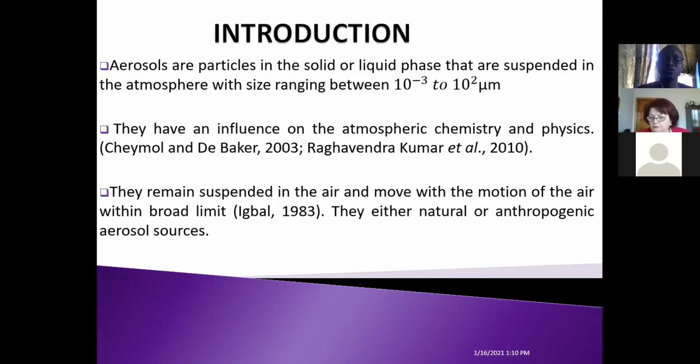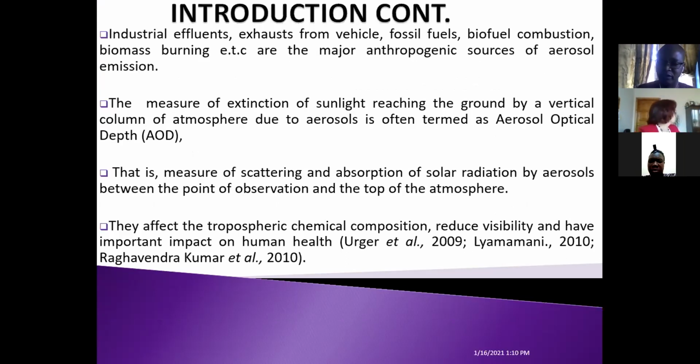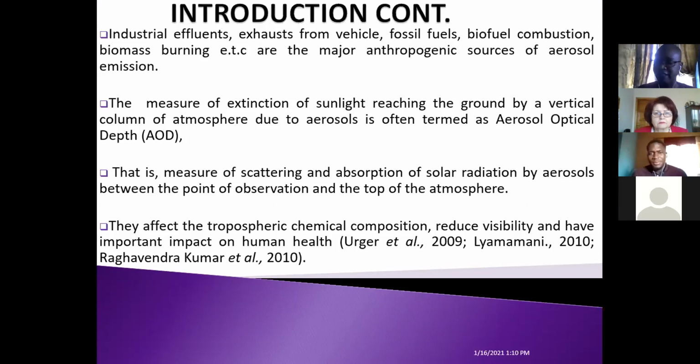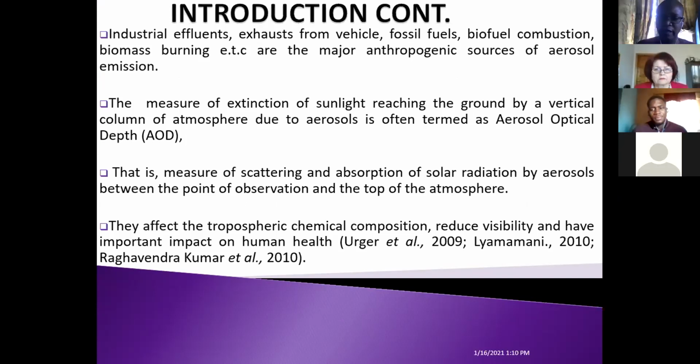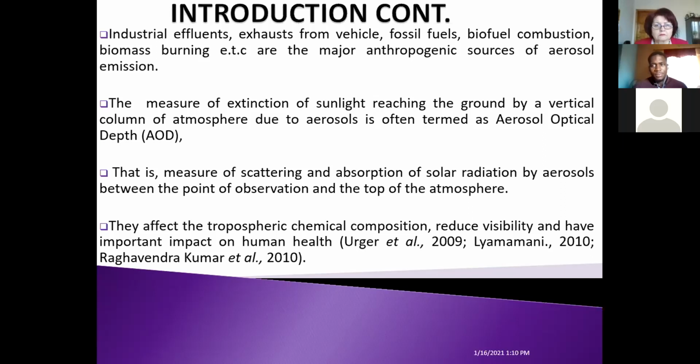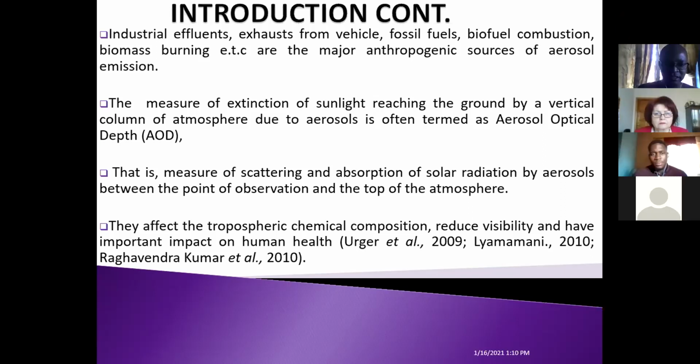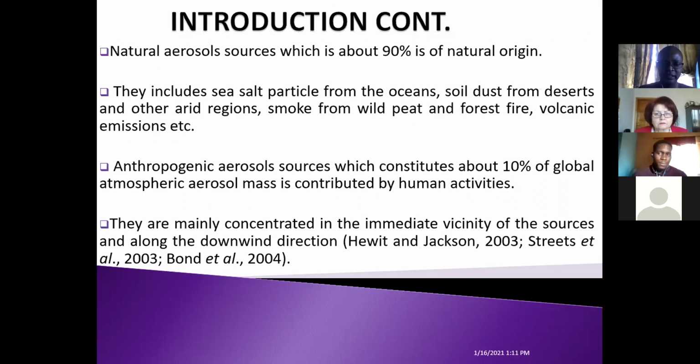We have two types of aerosol: the natural one and the anthropogenic aerosol. Examples of the natural one are dust and sea salt. The anthropogenic, that is the man-made aerosol, are the gases coming from the exhaust and the gases coming from the industry. They are all examples of anthropogenic aerosol.